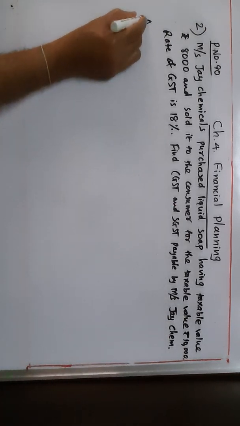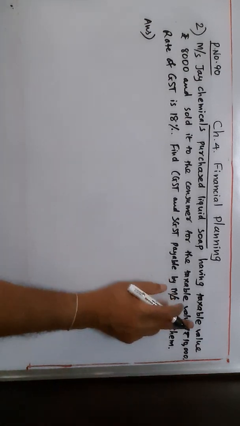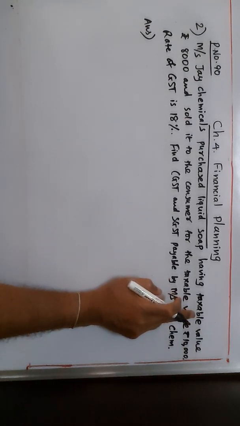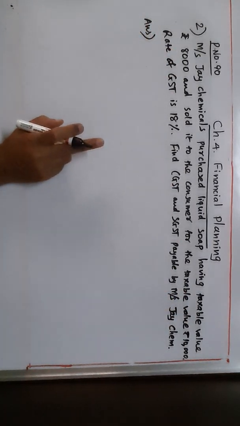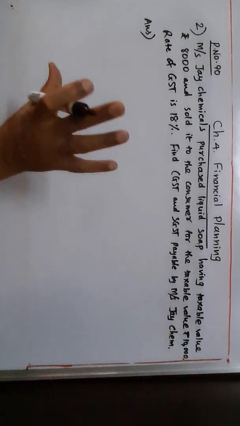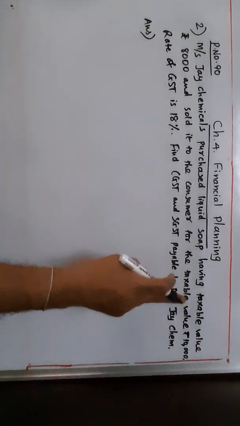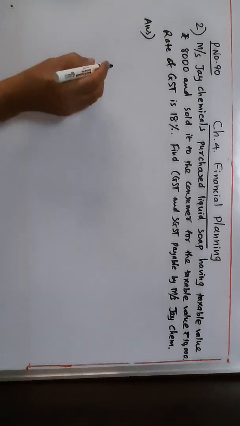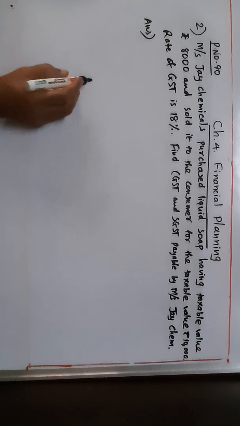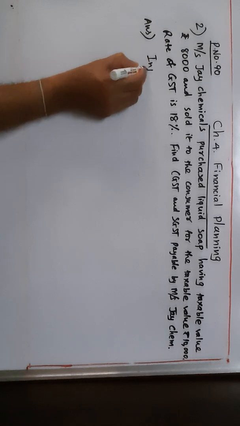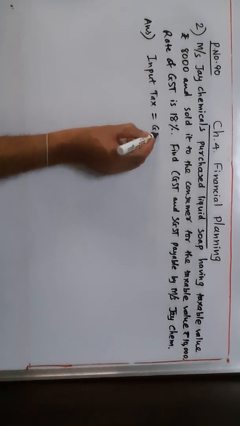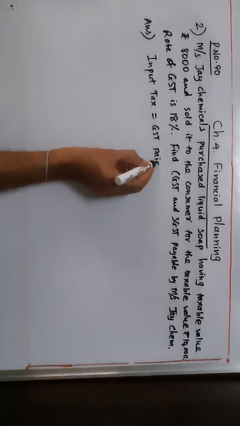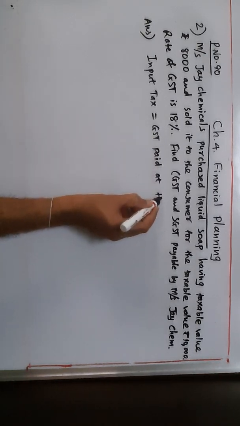So now see here, students. I have explained to you earlier the meaning of taxable value and total value. Taxable value is the value on which the GST is applicable, whereas total value is the value where taxable value as well as GST both are included. Now this is the taxable value. So first of all, what we will find out is input tax. Input tax, you already know the definition. It is the GST paid at the time of purchase.